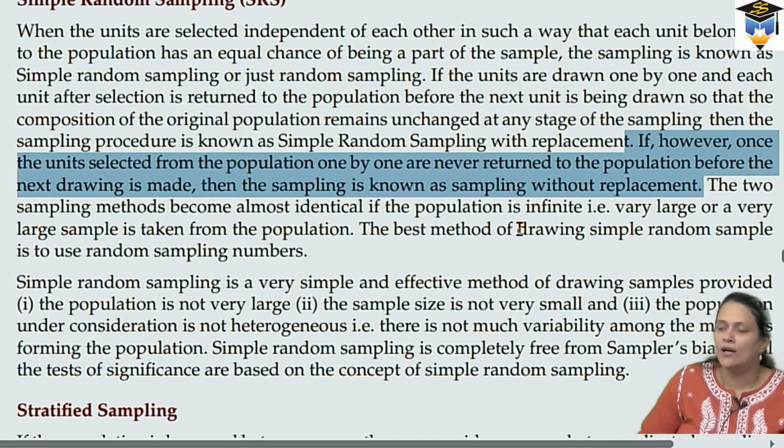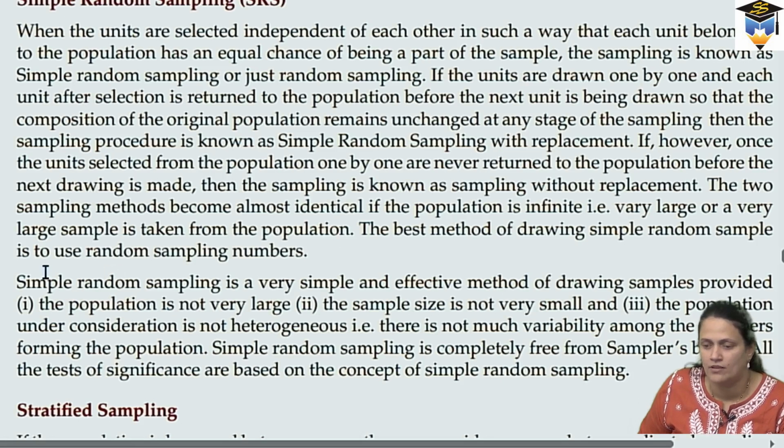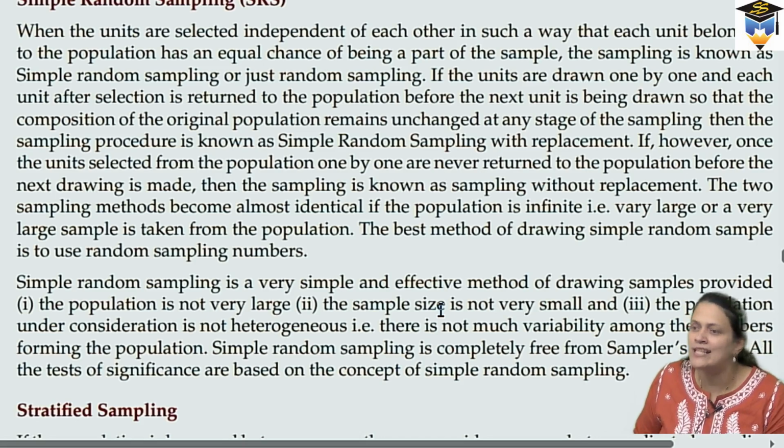Now, they have given us the advantages of this. Simple random sampling is a very simple and effective method of drawing samples, provided the population is not large. Second, the sample size is not too small. It should be of some size, not very small. A sample will never be of 1 or 2 people. No. At least 5 and more.